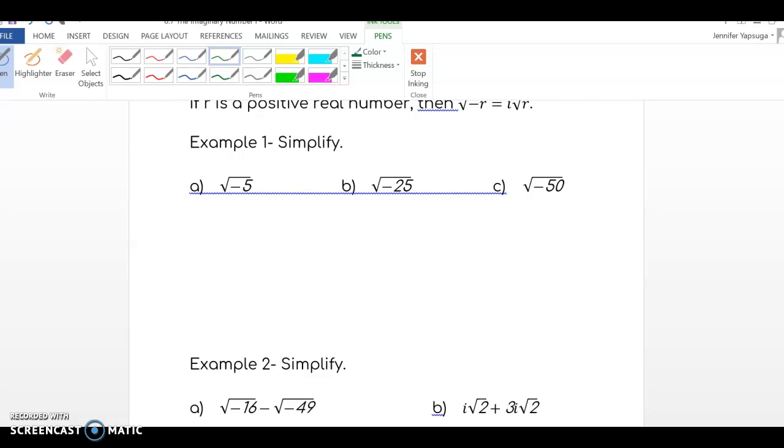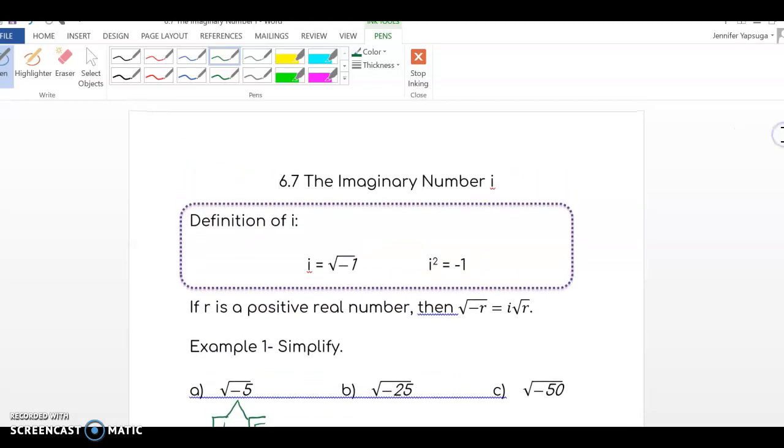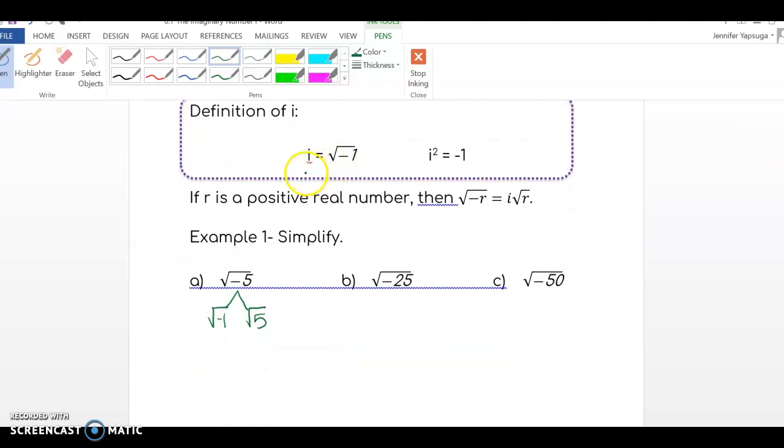So if you think about how we were simplifying radicals before, we always would break these into kind of like a tree diagram. So I take my negative 5 here, and I'm going to break this into the square root of negative 1 and the square root of 5. And then if I go back to my definition, up here, we know that i is equal to the square root of negative 1. So this now becomes i, and then the square root of 5 cannot be simplified further, so this answer becomes i times the square root of 5.